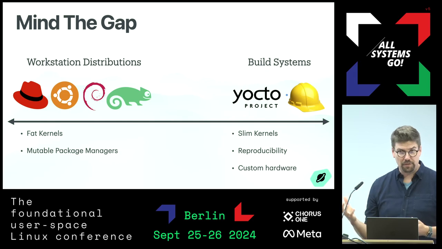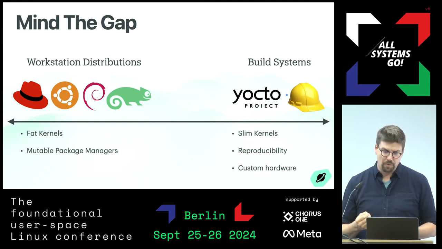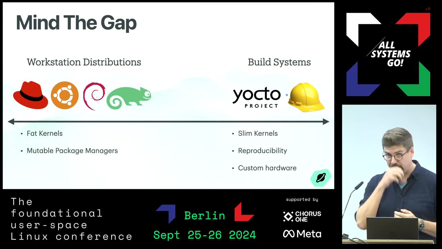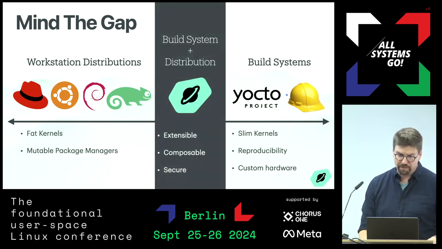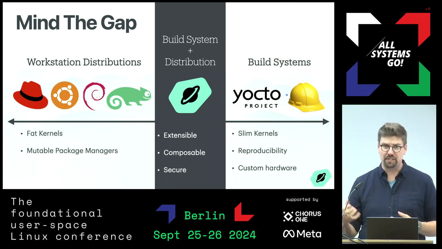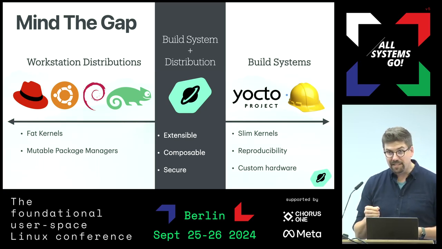On the far other side of the spectrum, we have low-level build tools like Yocto and Buildroot. These can produce really small, slim-kerneled systems with high reproducibility and can even be used for custom hardware designs quite easily. Where we're looking to fit is in the middle. The proposed concepts for Avocado are ones where we embrace parts of the build system with a distribution that can be used to create extensible, composable, and always secure from the start, embedded devices.